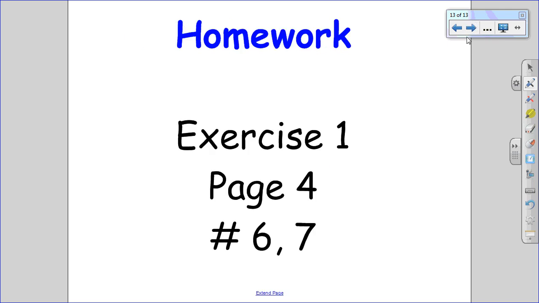And before class tomorrow, finish off exercise 1, page 4, number 6 and 7.